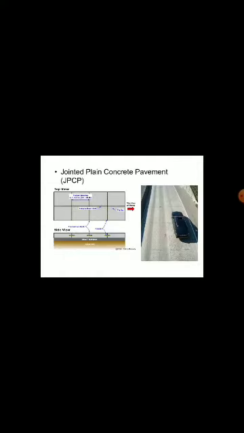So joint plane concrete pavement, so lahi ni siya sa CC pavement. So here is the table of the properties of the flexible and rigid, the differences between the two types of pavement.